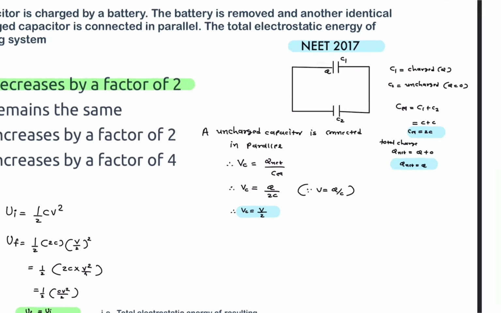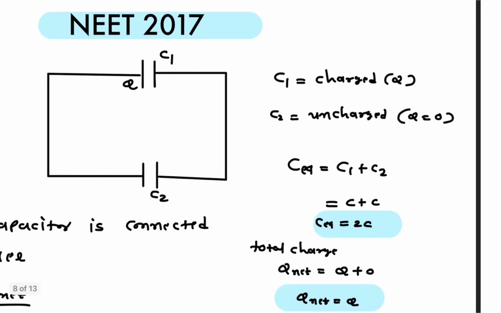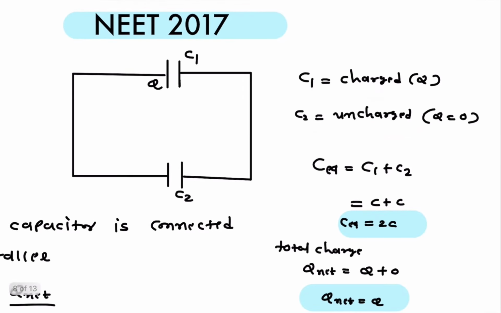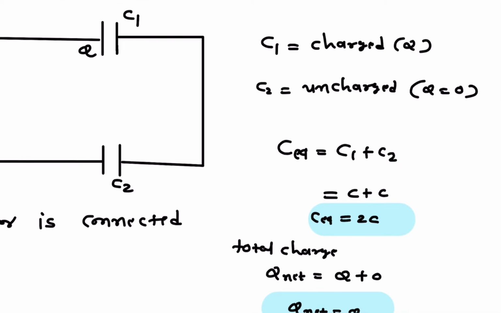So first of all, this is the required diagram. C1 is the charged capacitor having the charge Q on it, which was connected to the battery, then the battery is removed. Then C2, which is the uncharged capacitor, is connected in parallel with C1. The charge on the uncharged capacitor is 0 and the charge on capacitor C1 is Q. So what is the equivalent capacitance in case of parallel combination? C equivalent is equal to C1 plus C2. These both are identical capacitances, so C plus C becomes 2C.